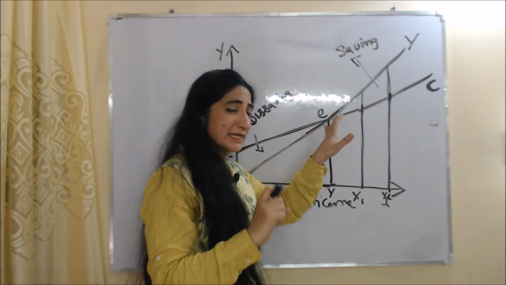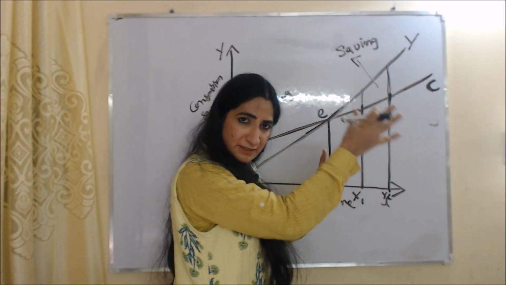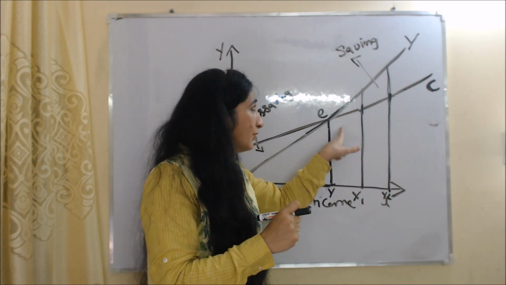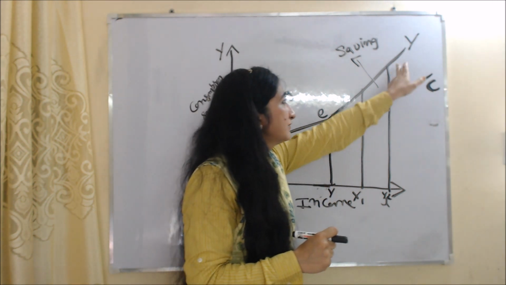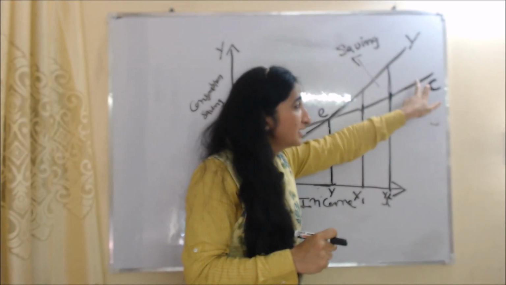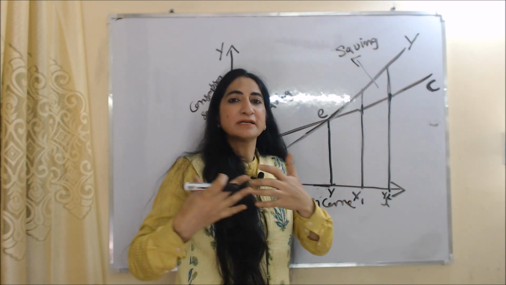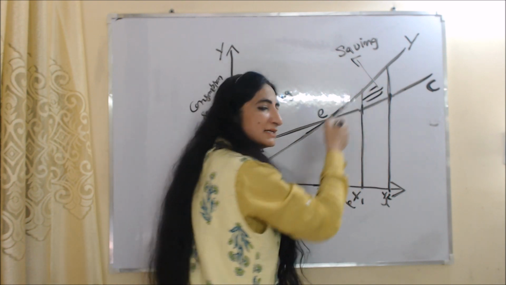At this point E, income and consumption are equal to each other. After point E, as income increases, we will consume a smaller percentage of our total income. Means after point E, income is more but consumption is less. You can see here, after point E, our income is more but consumption is less. The income curve is above our consumption curve. If our income is more but consumption is less, it means we start saving. That's why this part shows our saving.